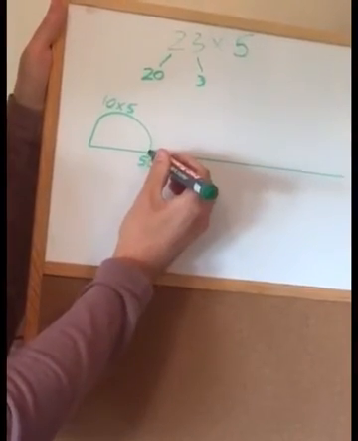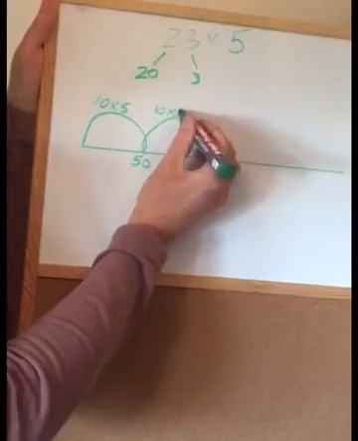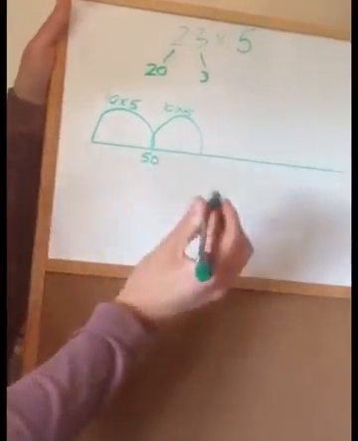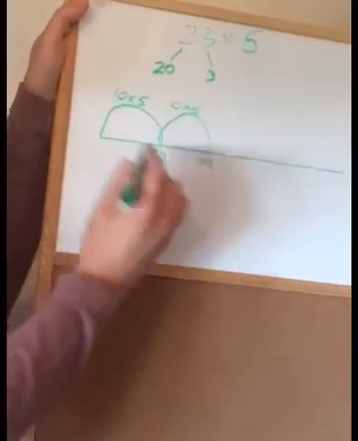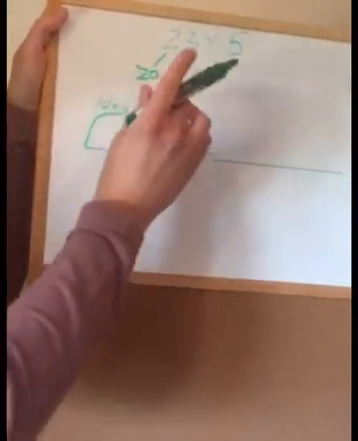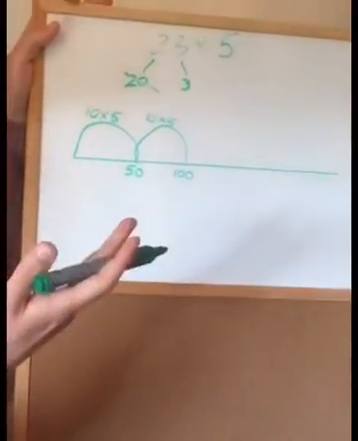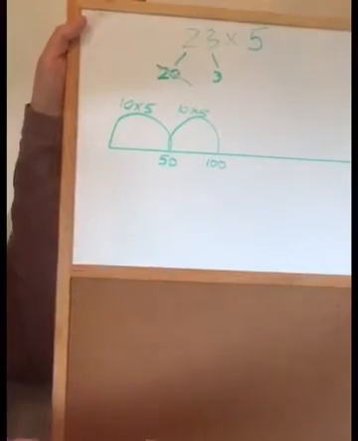And then I could do another jump of 10 times 5, which takes me to 100. 50 plus 50 equals 100. Okay. And through doing that, I've solved 20 times 5. Now all I need to do is worry about the 3 times 5. Well, 5, 10, 15. I know that 3 times 5 is 15.